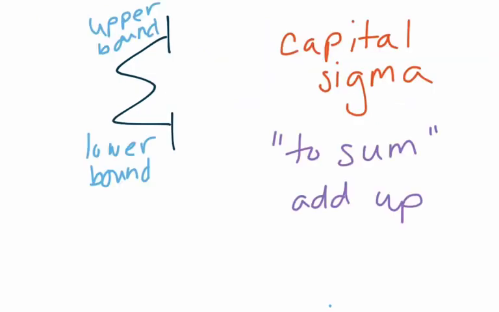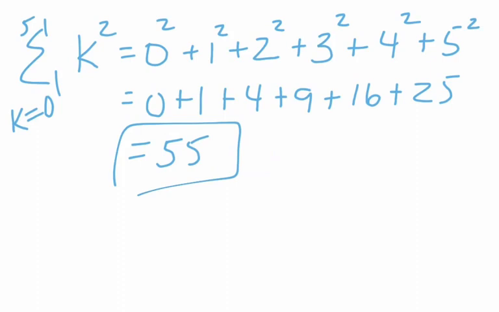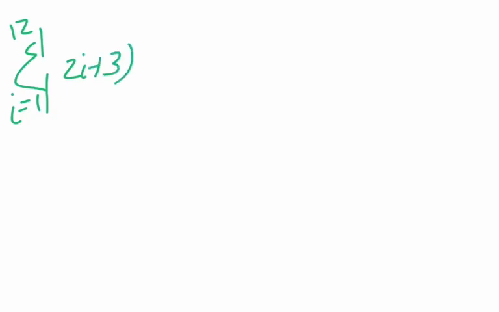And then the last one. We won't do the whole of the last one out because you can probably tell now, oh, that's not going to be fun at all. So this was i equals 1 to 12 of 2i plus 3.